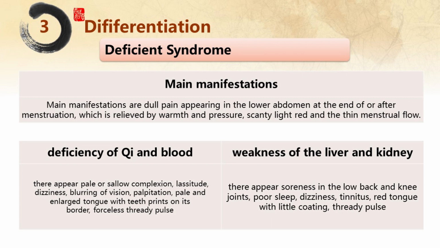In the condition of deficiency of qi and blood, there appear pale or sallow complexion, lassitude, dizziness, blurring of vision, palpitation, pale and enlarged tongue with teeth prints on its border. Forceless thready pulse. Next one, in the condition of weakness of liver and kidney, there appear soreness in the low back and knee joints, poor sleep, dizziness, tinnitus, red tongue with little coating, thready pulse.